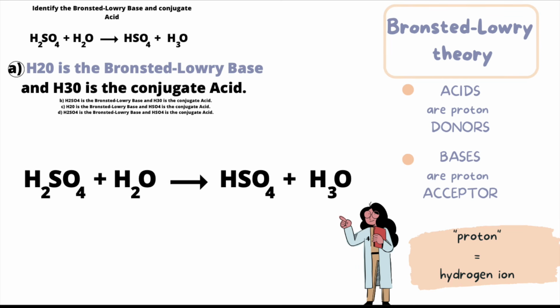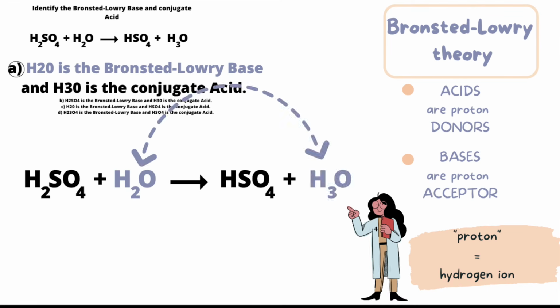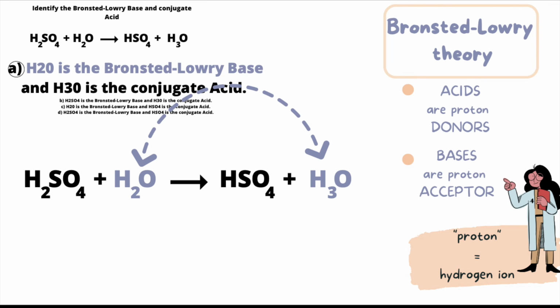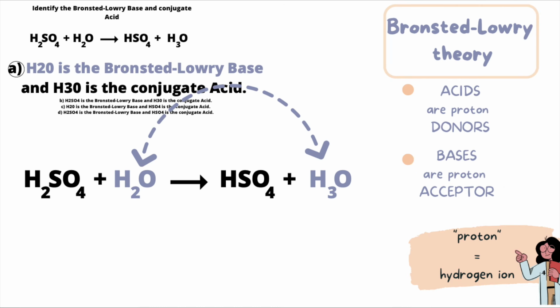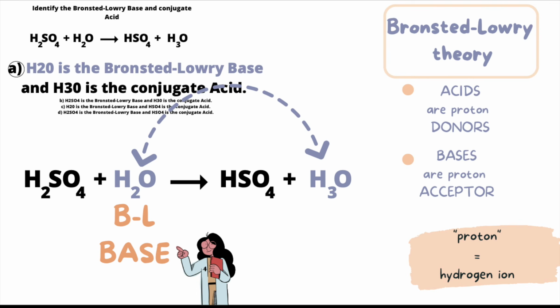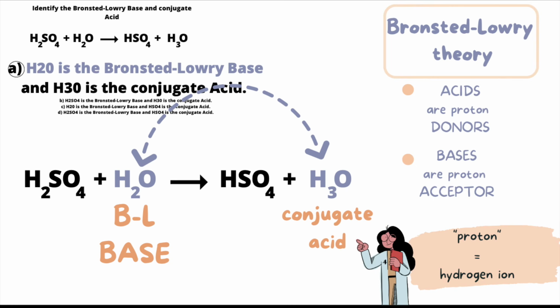Look closely at H2O. It turns into H3O on the product side. The difference is it has gained another hydrogen, hence the 3 and not the 2. That makes H2O our Bronsted-Lowry base because it accepted or gained a hydrogen ion. We can also say it gained or accepted a proton. A Bronsted-Lowry base will always be paired with its conjugate acid. So H3O is our conjugate acid.